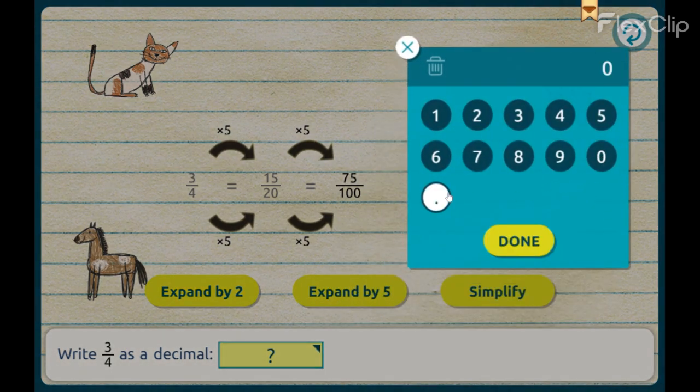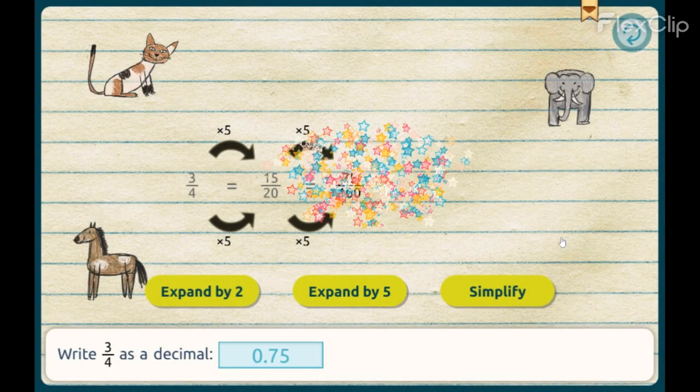We're still having 0 whole pizzas and 75 parts out of 100. Remember, fraction, decimal. Fraction, decimal, but the same pronunciation. 75 hundredths. That's correct.